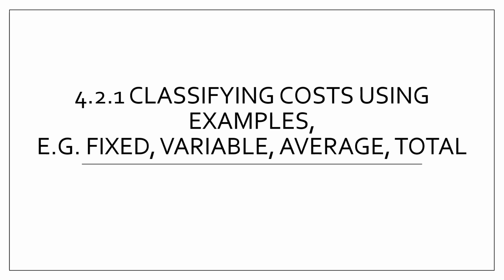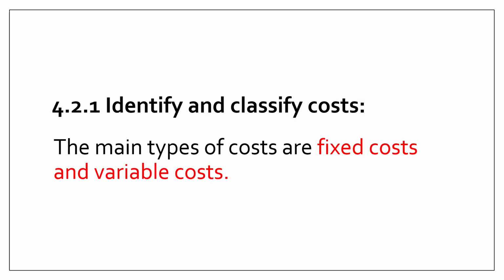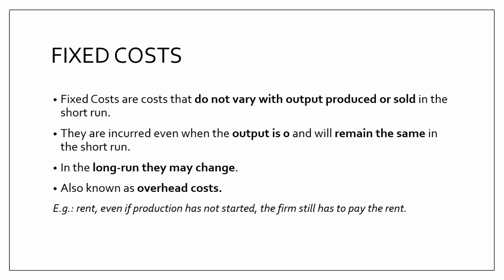4.2.1 Classifying costs using examples like fixed, variable, average cost, and total cost. Let's identify and classify the costs. The main types of costs are fixed costs and variable costs. What are fixed costs? Fixed costs are costs that do not vary with output produced or sold in the short run. They are incurred even when the output is zero and will remain the same in the short run. In the long run, they may change.